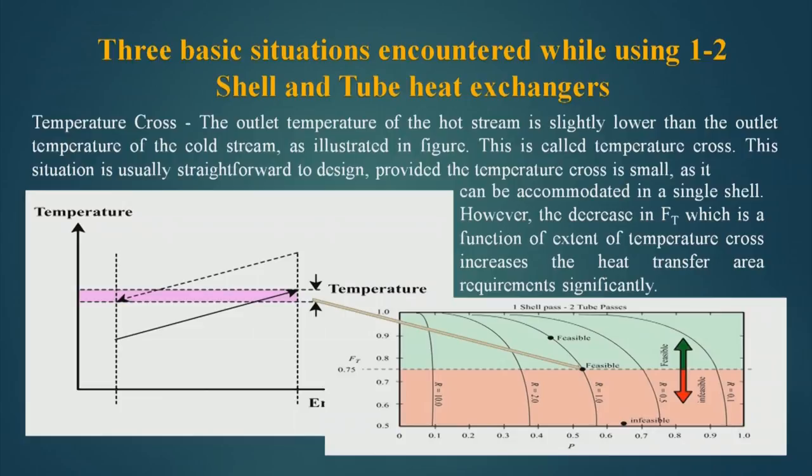If the FT is lower than 0.75, then it is not advisable to design the heat exchanger with a single cell, and some design modification has to be done to increase this FT value. And the general design modification is to increase the number of cells to improve the FT factor.